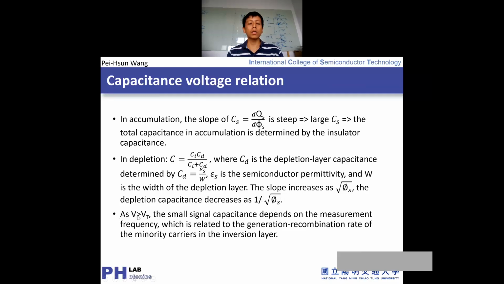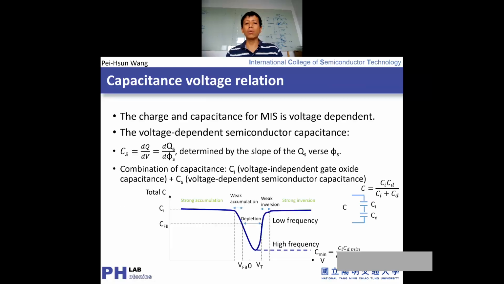And also, we define the threshold voltage. This threshold voltage is defined by the insulator voltage plus 2 phi f, the inversion layer in the semiconductor and the total voltage across the dielectric layer. The small signal capacitance is determined by the measurement frequency. So there will be a high frequency range in which we need to consider both the CD and the CI. If you are working with low frequency, we only have the strong inversion in this one.